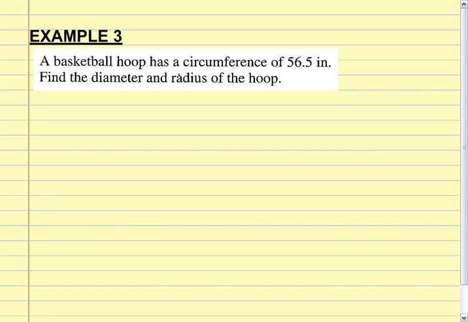All right, example number 3. Let's see. There's only 3 examples, so this is our last one. Now in example number 3, it says a basketball hoop has a circumference of 56.5 inches. Find the diameter and radius of the hoop.